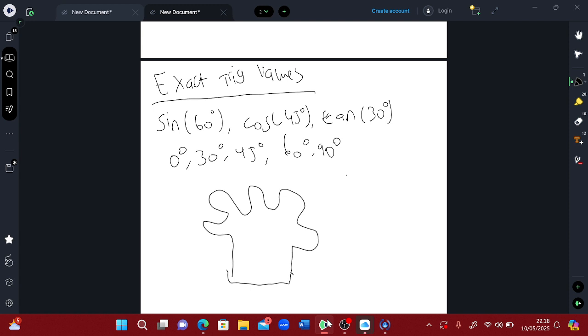Okay, so yeah, obviously each hand has 5 fingers, and each finger is going to correspond to a position. So I'm going to call it the zero. The zero.